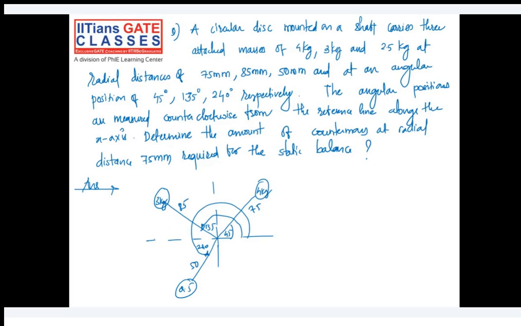So I'm drawing just randomly. In order to balance it, you can clearly see it's not balanced. In order to balance it at a certain distance of, let's say, 75 mm, how much mass MC you have to attach? And what should be the value of theta c? I want you to calculate not just MC but also theta c.